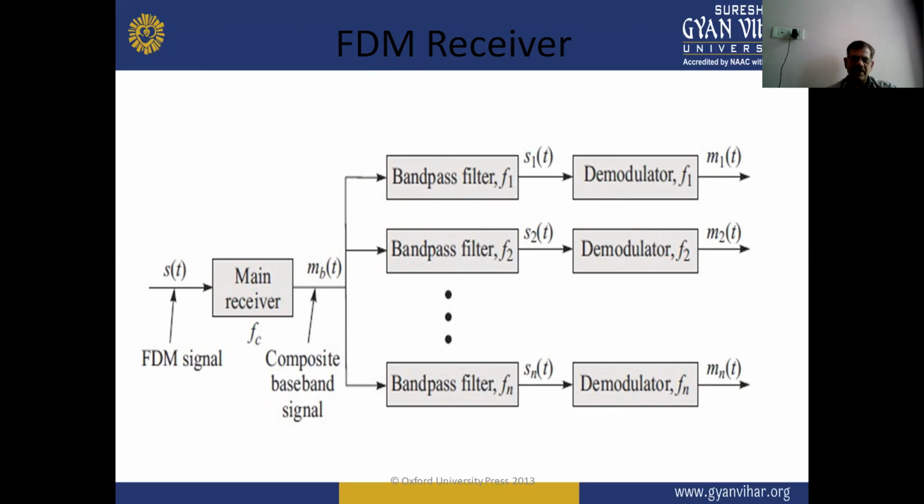And this is the FDM receiver. In the FDM receiver, the original signals are received at the outputs of the different demodulators. Here the FDM signal is fed to the main receiver, which has the carrier frequency fc. The output of this main receiver is m_B(t), and again this output is divided and applied to different band pass filters, which have the frequencies f1, f2, f3, and fn.